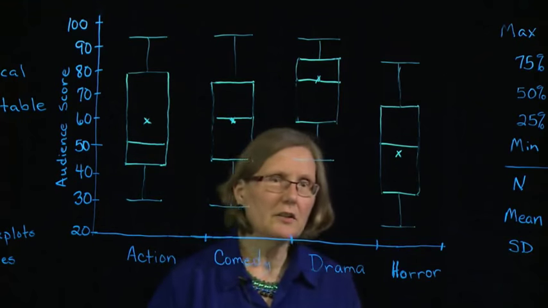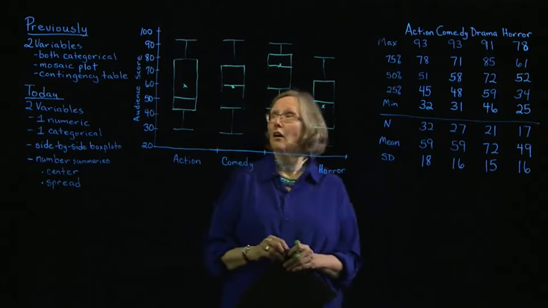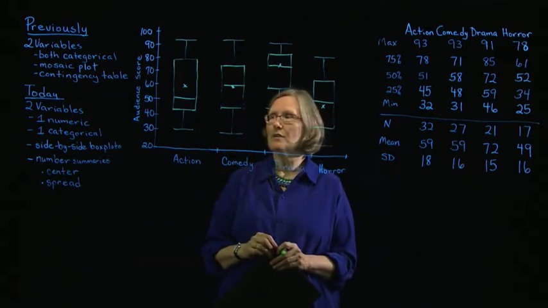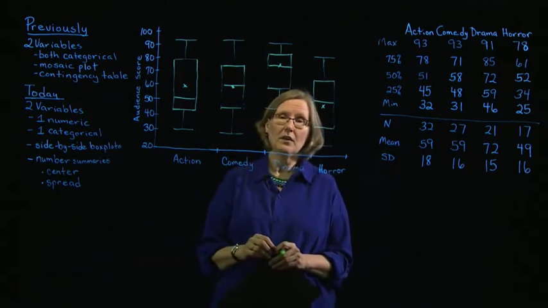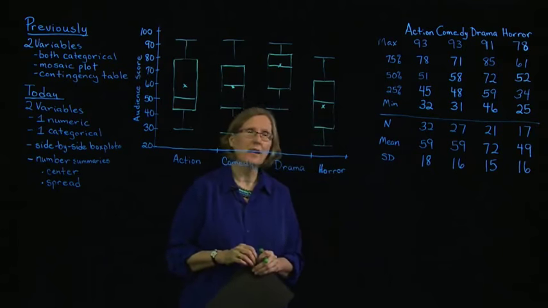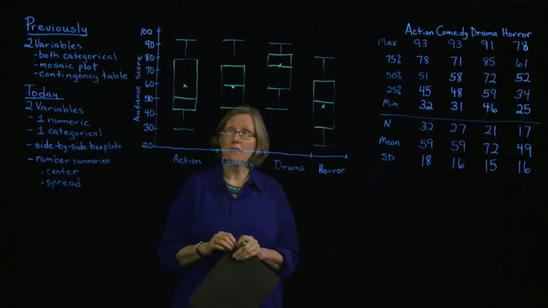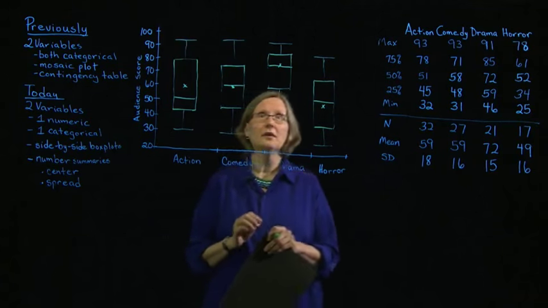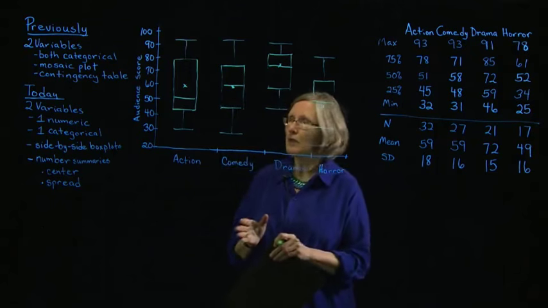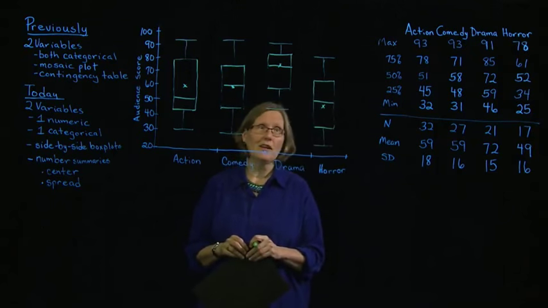So that concludes our lesson on comparing variables where one is numeric and one is categorical using side-by-side box plots. In the next video, we'll be moving to the case where we've got two variables and both are continuous. We'll be using scatter plots and correlation coefficients.